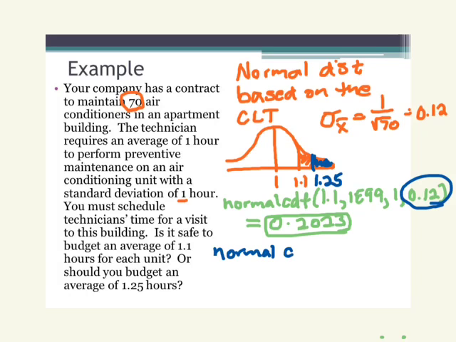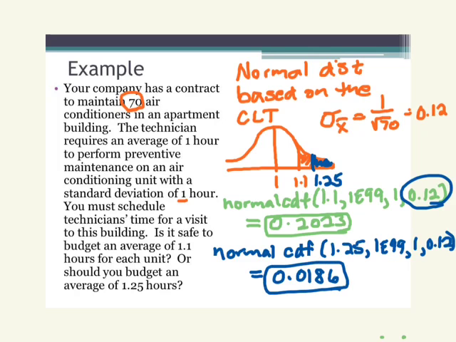So normal CDF, if we budget 1.25 hours, we're just changing our lower bound now. Everything else is going to stay the same, including our mean and our standard deviation. We haven't changed our sample size at all. This probability comes out to be 0.0186. So we're probably a lot safer with that probability. Only 2% of our air conditioners are going to take more than 1.25 hours. So that's probably a lot better budget of our time. Probably going to keep our customers happy. So we're going to recommend that they budget 1.25 hours based on our data.